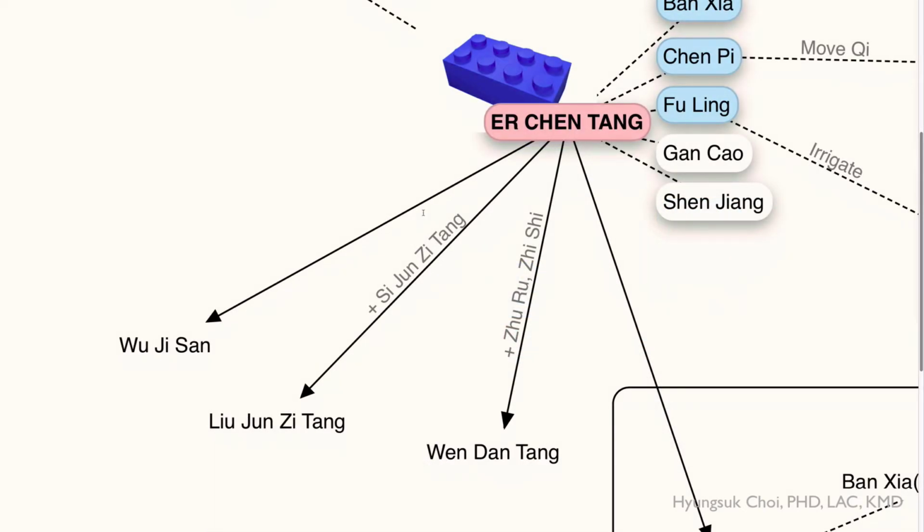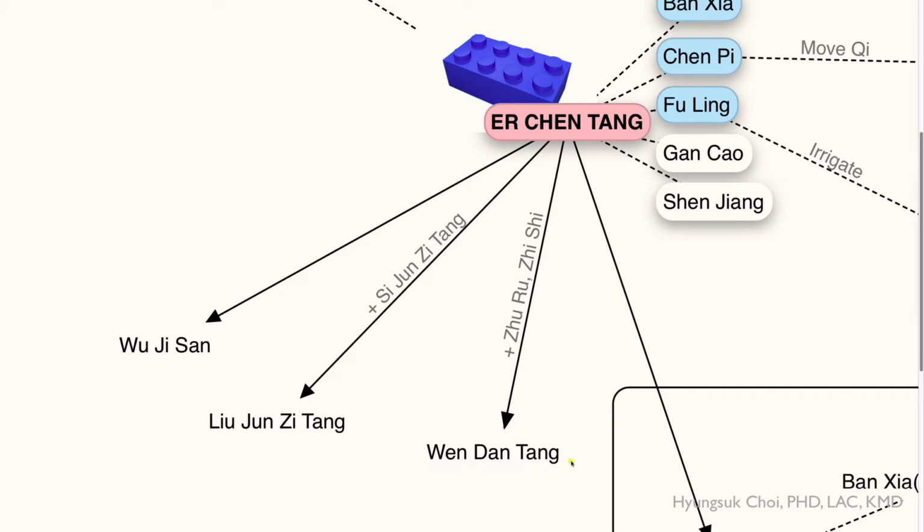So Erchen Tang is like a Lego block. You can make anything with this simple Lego block. First, you can make Ujisan. This is a famous prescription for low back pain. So when the phlegm is in the joint, you can use Ujisan, which has Erchen Tang inside to remove the phlegm. And if you add Sijunzi Tang, you make Liujunzi Tang with Erchen Tang. And if you add Juru and Zhishi, just two simple herbs, you make Wendan Tang. So Wendan Tang is basically Erchen Tang, but you can treat symptoms like insomnia and palpitation because it is a symptom of the phlegm. So you can use Erchen Tang in various complicated formulas to treat more specific symptoms.